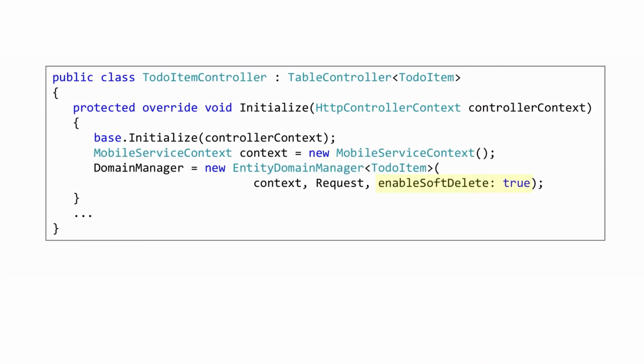To activate the soft delete support, you must pass a flag to your EntityDomainManager of type T class, which is part of your Initialize method in your table controller. You must pass a true flag as part of the constructor. And this has to be done on each table controller that needs to support soft delete.